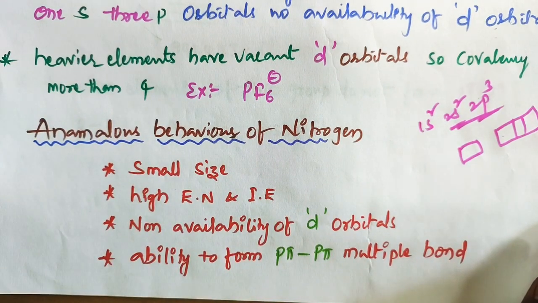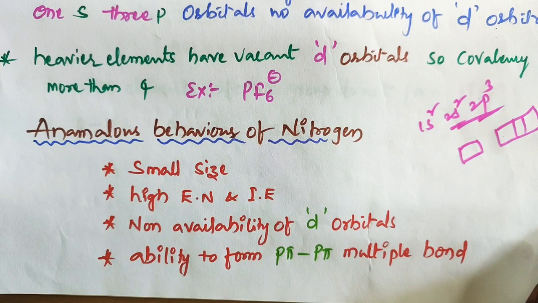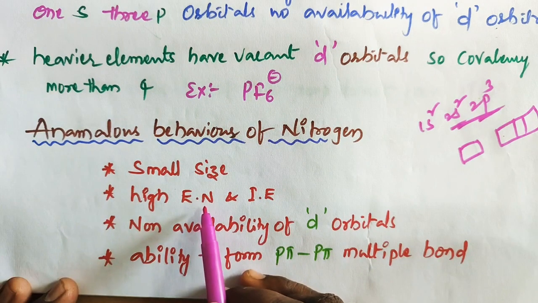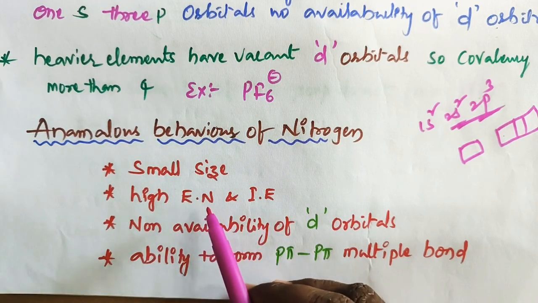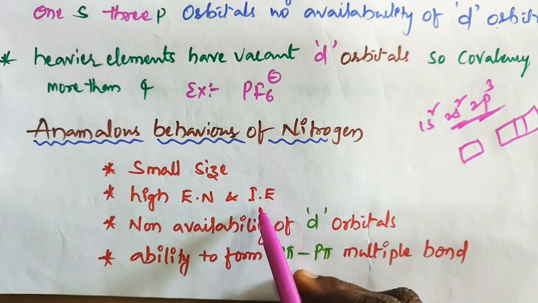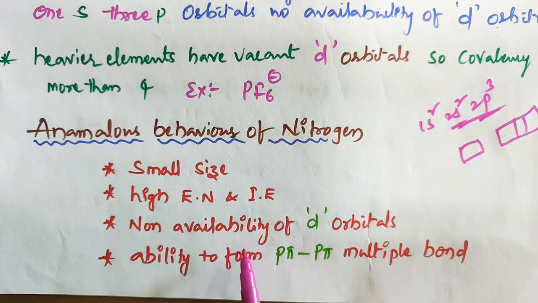Now the anomalous behavior of nitrogen. In the 15th group elements, the first element is nitrogen. Nitrogen is the starting element, atomic number 7, with small size, high electronegativity and high ionization enthalpies. Due to the small size, nitrogen shows high electronegativity and ionization enthalpy, and non-availability of d orbitals is also there.